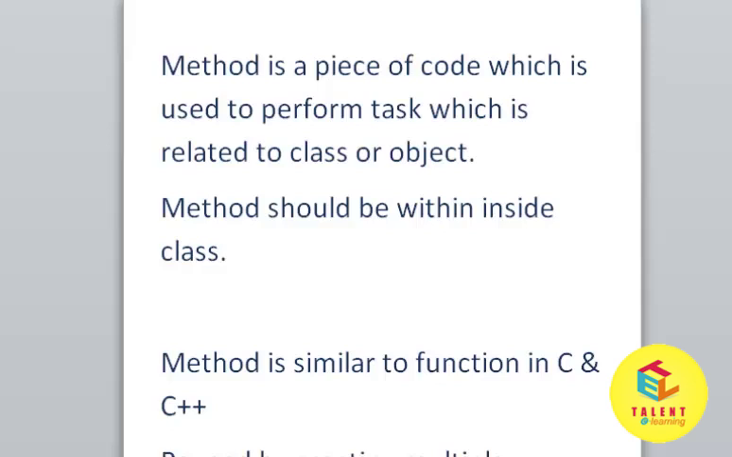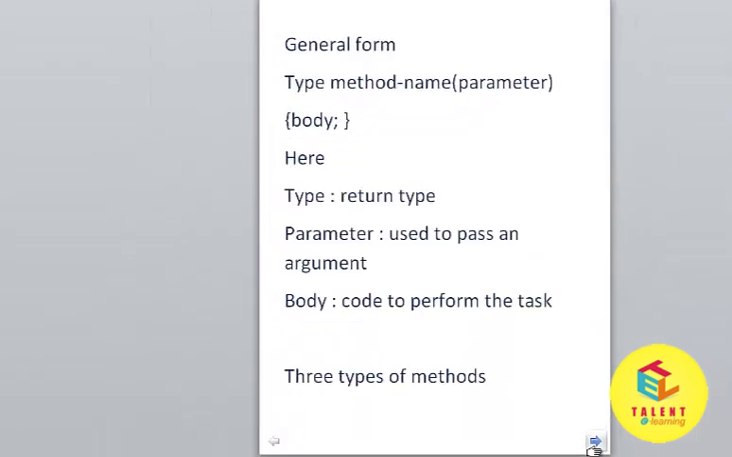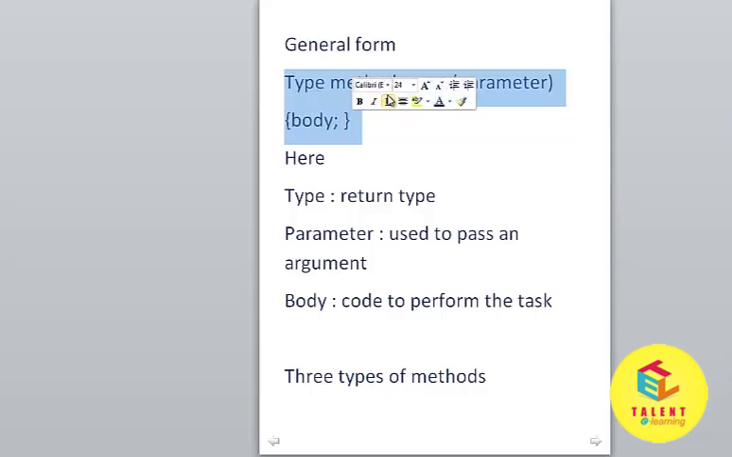Let's go through the general form of the method. Here is the general form of the method. Type is the return type of the method. Method name is the name of the method. Parameter is used to pass an argument. And body is the code which is used to perform the task.